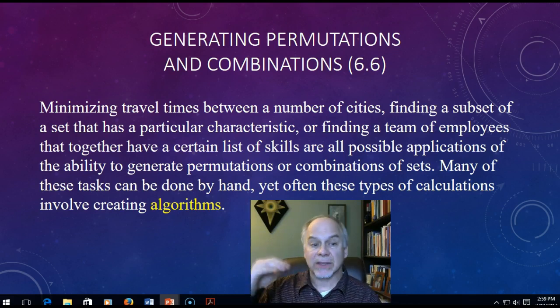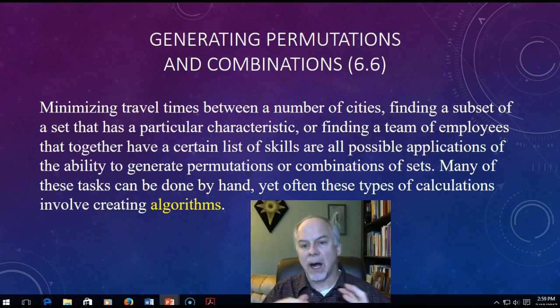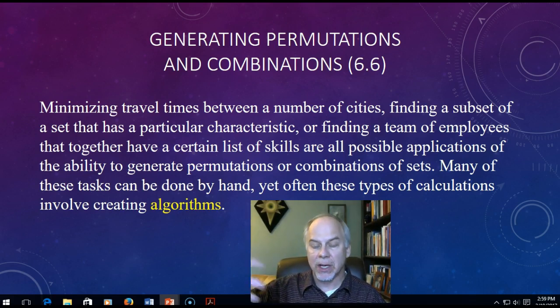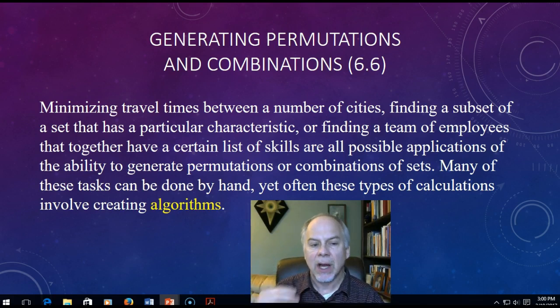Or finding a subset of a set with particular characteristics, like how many subsets are there of a set with 10 elements, where the subset has only 3 elements, or finding a team of employees that together have a certain list of skills, and so you're bringing together a task force or a team with a certain number of skills that you're picking and choosing what skills should be on that team. These are all possible applications of the ability to generate permutations or combinations of sets.